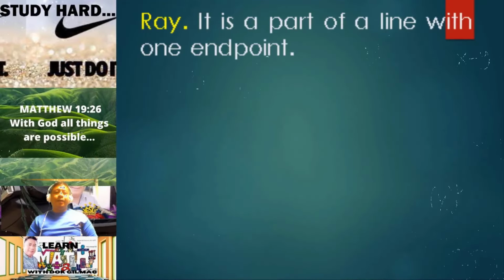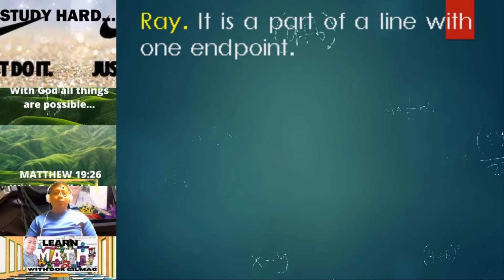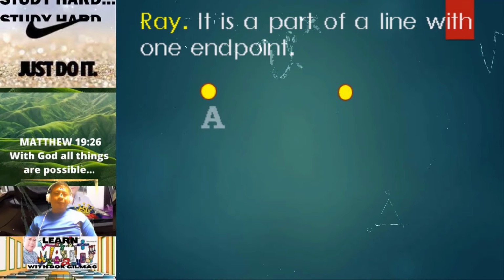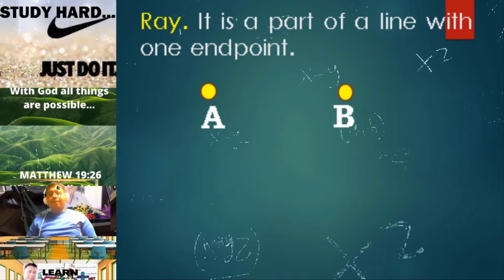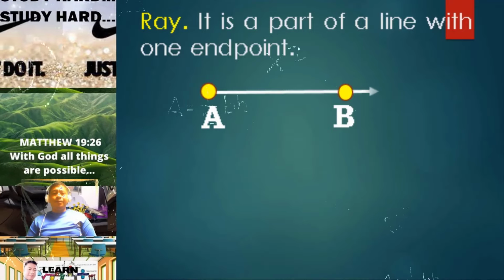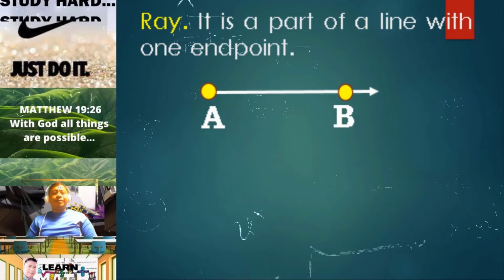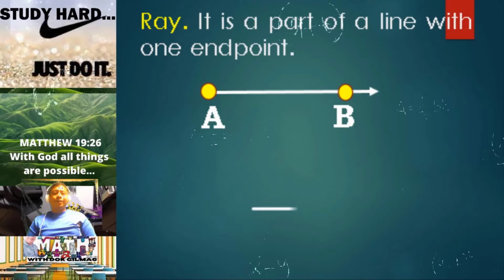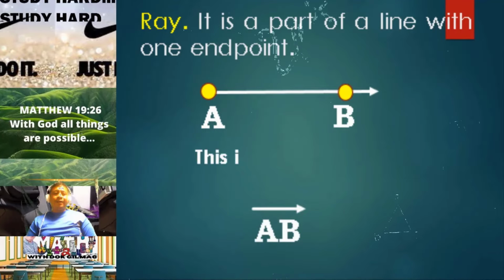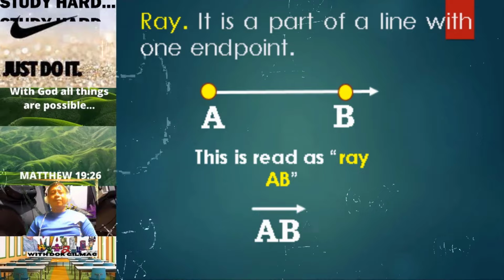Consider a ray. When we talk about ray, it is simply a part of a line with one endpoint. Consider two given points here. We have point A and point B. Connecting these 2 points with one endpoint, we form a ray. As you can see, the endpoint is point A. This is the symbol used for a ray. So this is simply read as ray AB. So take note of that.